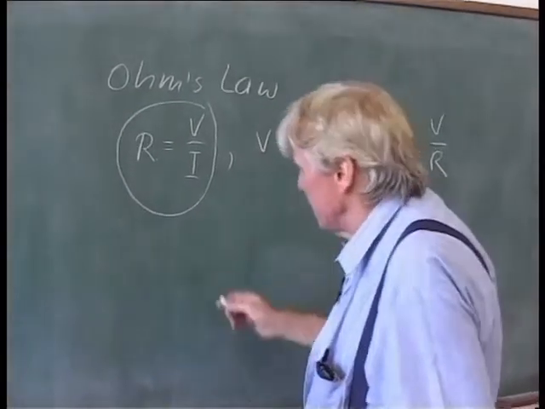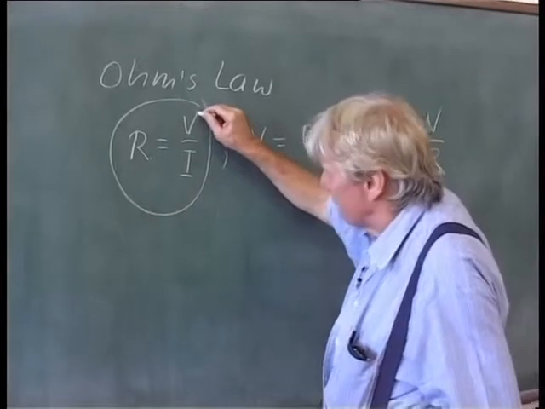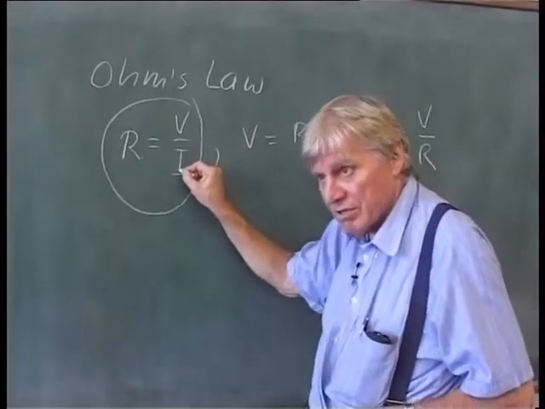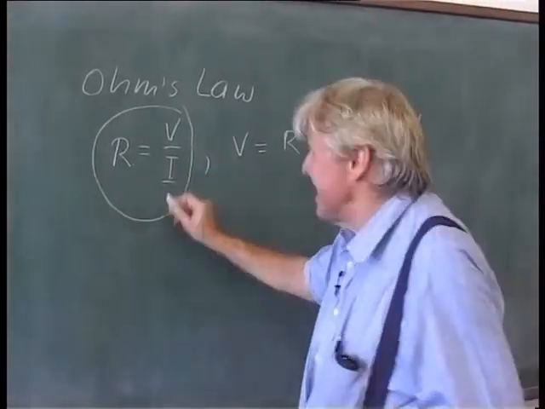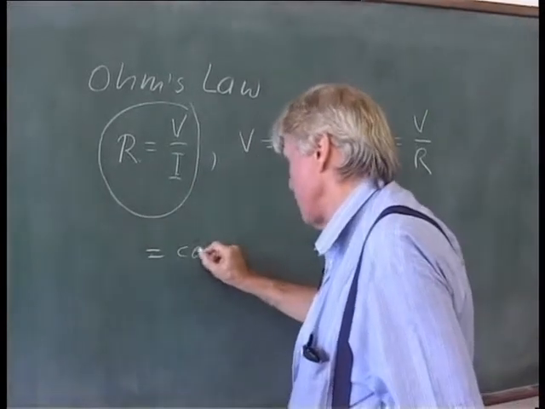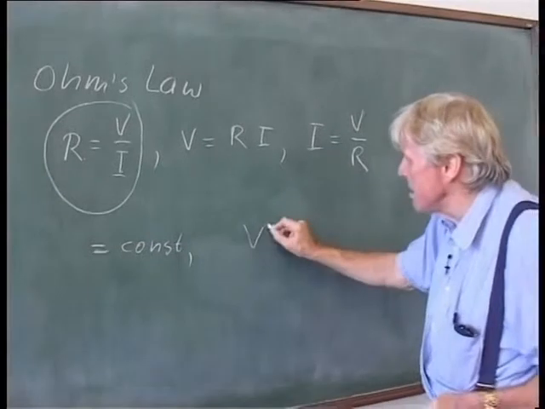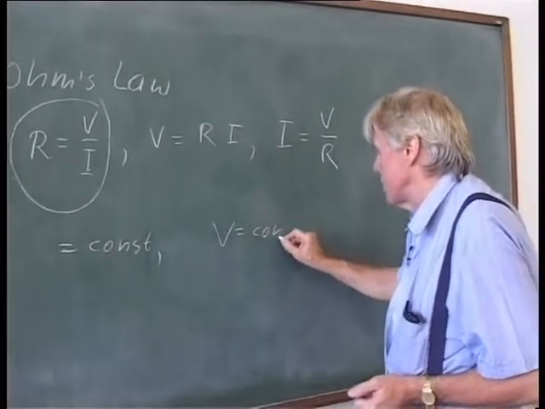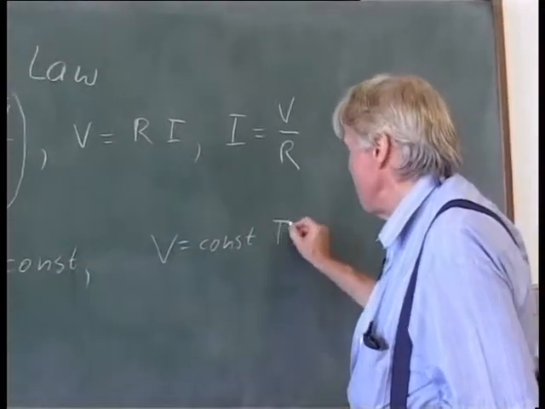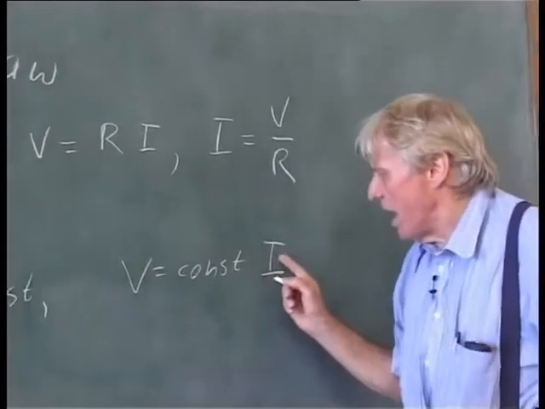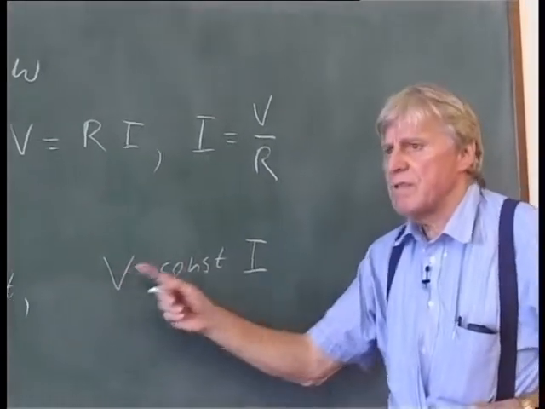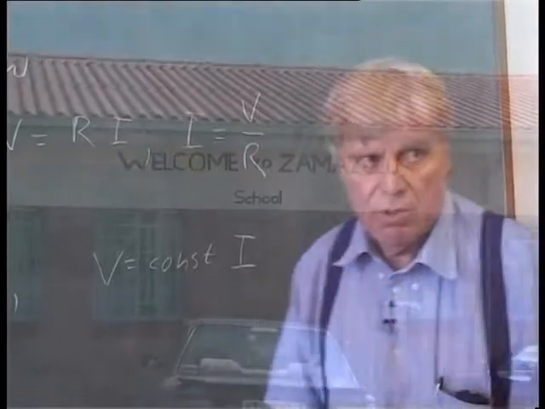The important thing is that the ratio of voltage divided by the current for a lot of conductors is a constant. And hence the important thing here is that V is a constant times I. And that means that I is proportional to V, V is proportional to I.